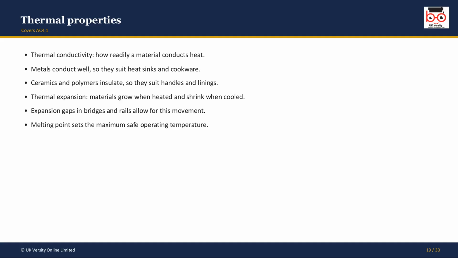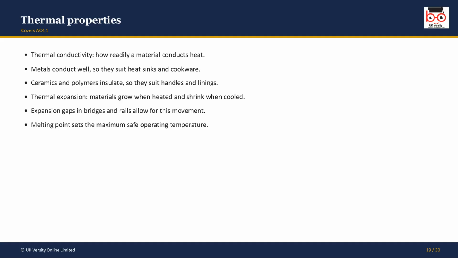Let's move beyond mechanics to thermal properties. Thermal conductivity is how readily a material carries heat. Metals conduct well, which makes them ideal for heat sinks and cookware, while ceramics and polymers insulate, which is why they suit handles and linings.